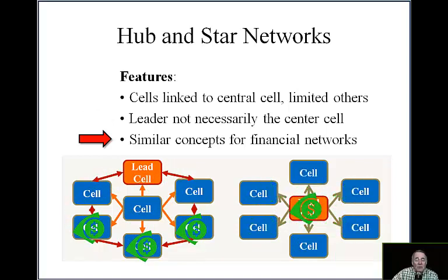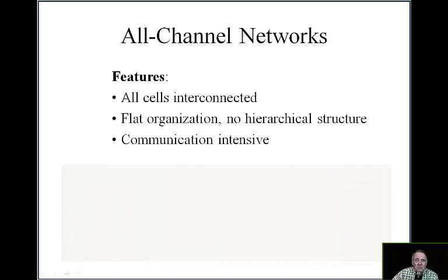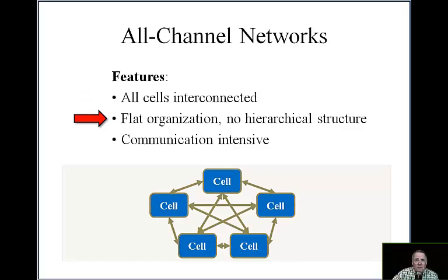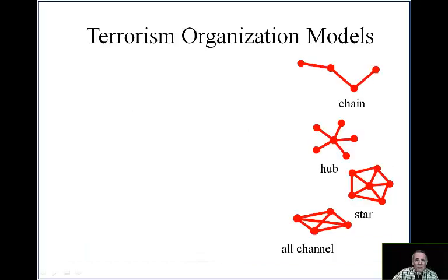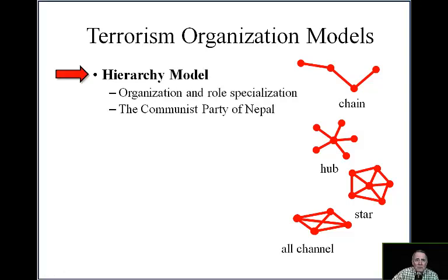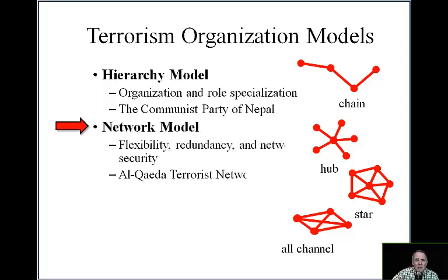The features of so-called all-channel networks include all cells are interconnected, there's a flat organization, thus there's no hierarchical structure, and communications are intensive because of the interconnectedness. In summary, the terrorism organization models include the hierarchy model with organization or role specialization. An example would be the Communist Party of Nepal. The network model, which exhibits flexibility, redundancy, and network security. An example would be the Al-Qaeda terrorist network.